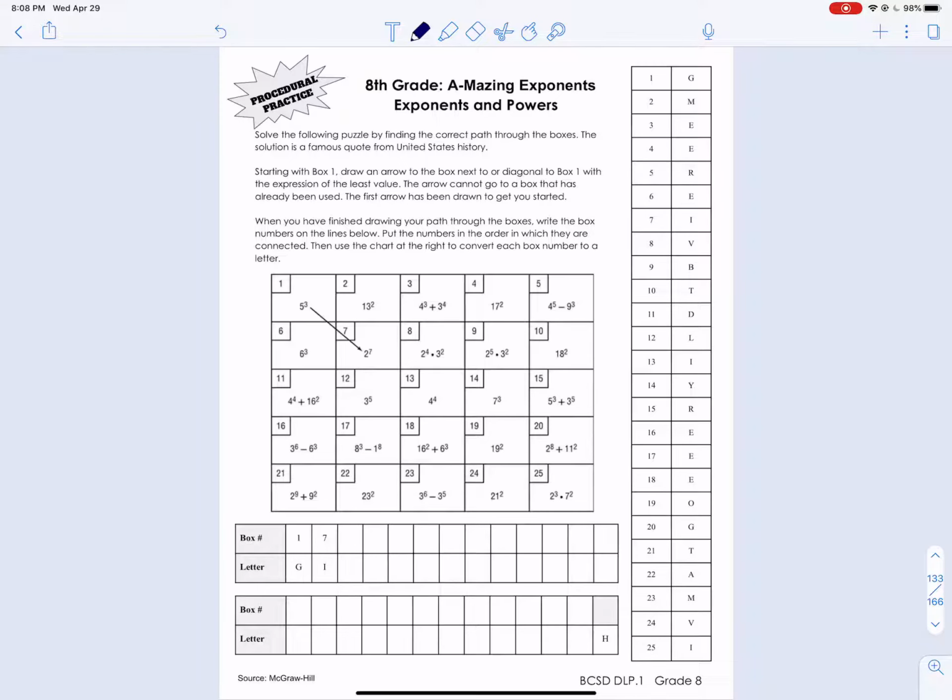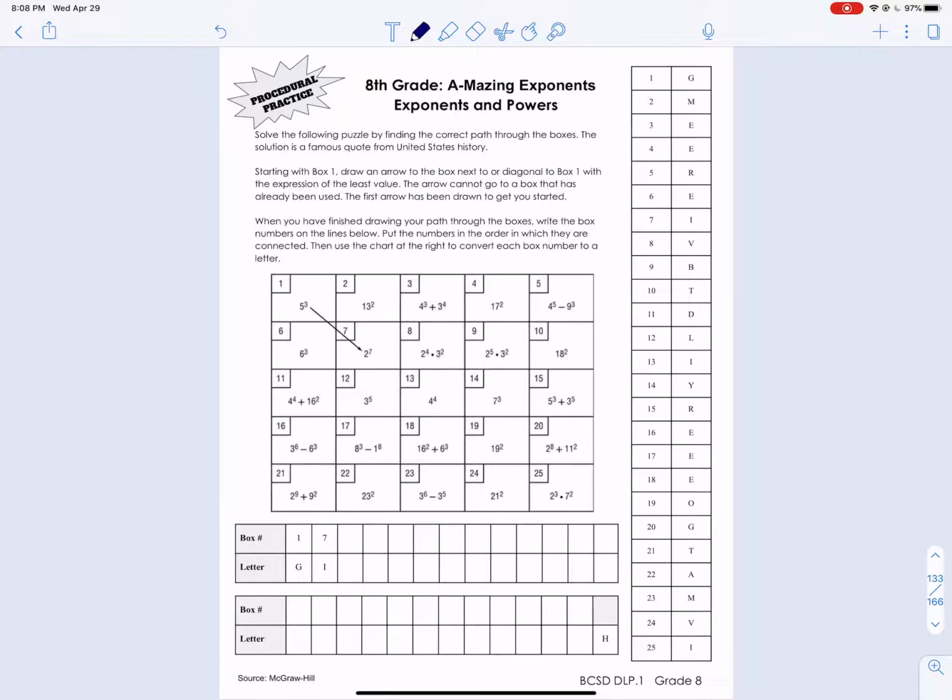So here's a maze and a puzzle. I'm not going to do this for you, but let's just make sure we understand what's going on here. It says we need to find the correct path through these boxes, and the solution is a famous quote from U.S. history, which is going to be in the bottom there after we find our numbers. Okay, so it says start with box 1.